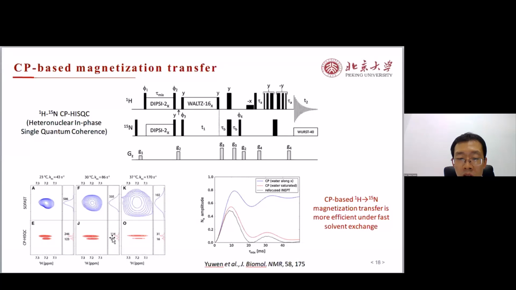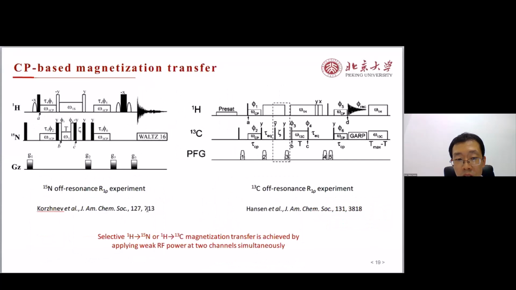The experimental results also confirm that. For a fast solvent exchange system using this CP HSQC experiment, we can still get high resolution in the N15 dimension. But if you use another experiment like SOFAST HMQC, then the peak is much broadened. The resolution gets much worse.